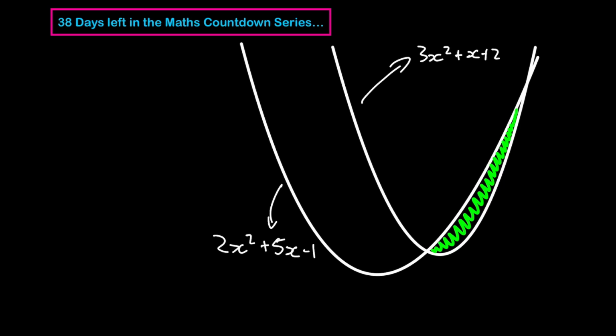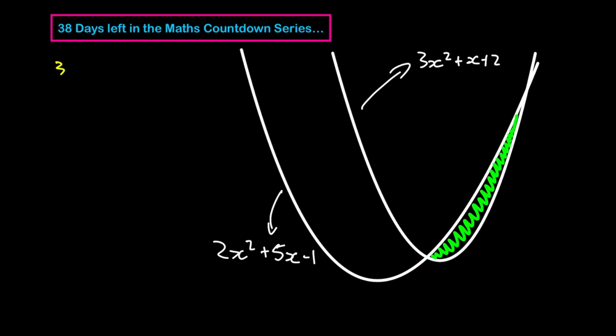Find the area bounded by the two parabolas defined as y equals 3x squared plus x plus 2 and y equals 2x squared plus 5x minus 1. So in order to find the area bound by these two curves, we have to find the points at which they intersect. And we do that by equating them. So we have 3x squared plus x plus 2 is equal to 2x squared plus 5x minus 1.